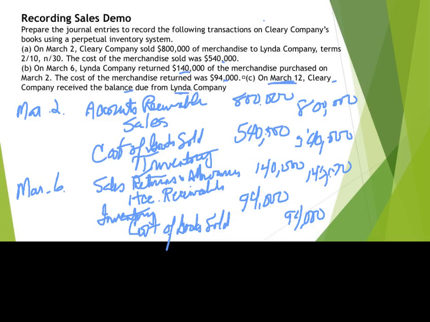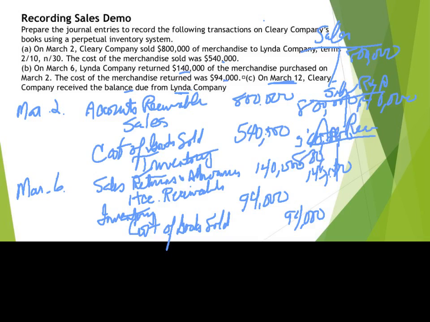So let's do it on a T account basis. What we had then was the sales of 800,000 and sales returns and allowances of 140,000. Therefore, accounts receivable was 800,000 less 140,000. So the amount that Linda owes me is 660,000.